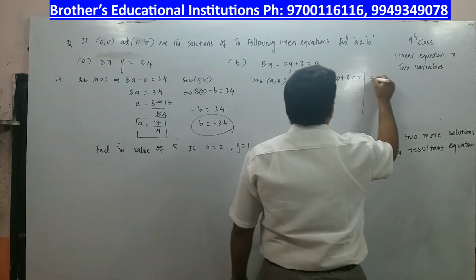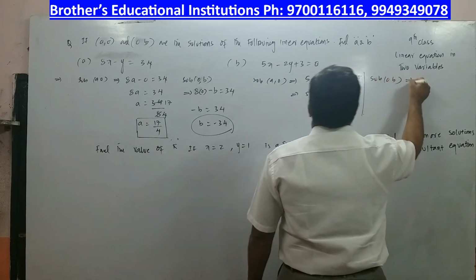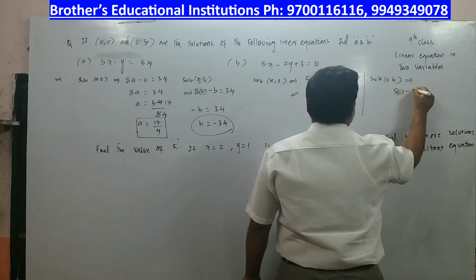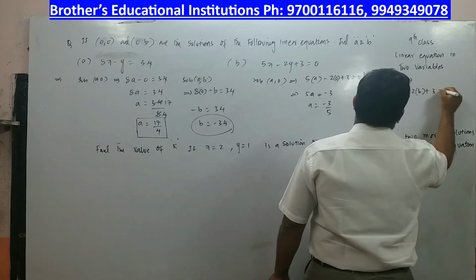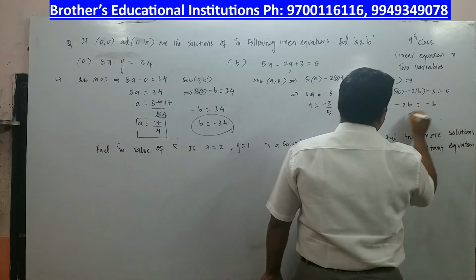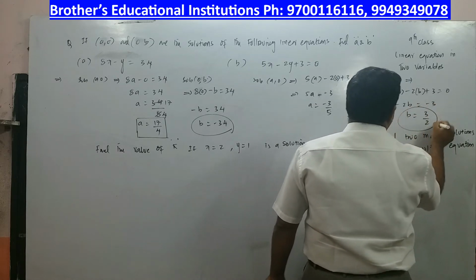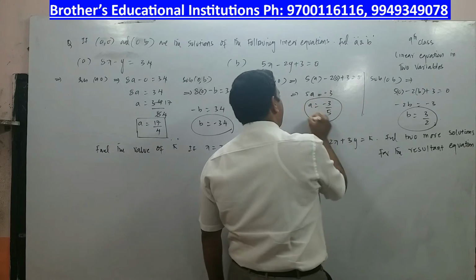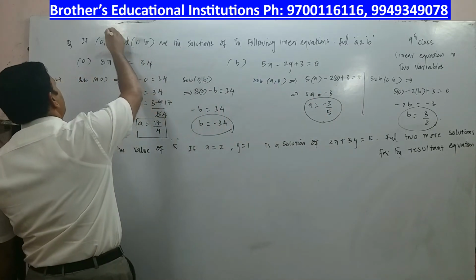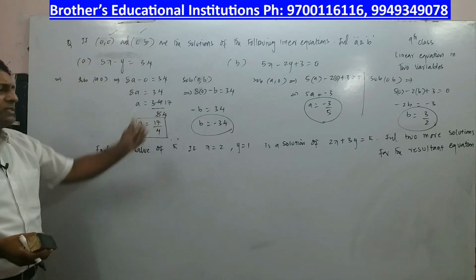Also, substitute 0 comma b. When you substitute 0 comma b, what are you going to have? It is 5 into 0 minus 2 into b plus 3 is equal to 0. It is 0 minus 2b is equal to minus 3. Minus minus cancel. b is equal to 3 by 2. You got the value of b, you got the value of a. So check in the textbook whether it is 0 comma a or a comma 0 or 0 comma b. Accordingly, if it is a comma 0, this is the result.